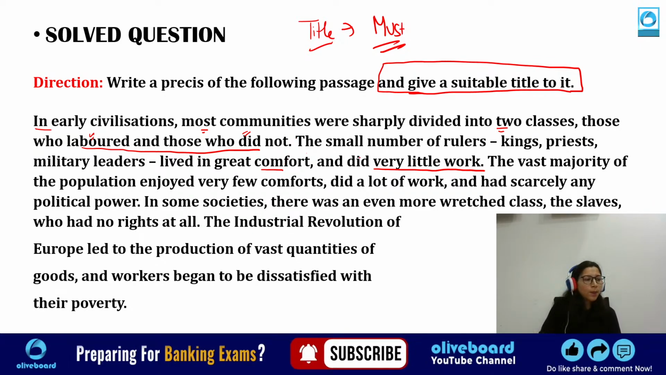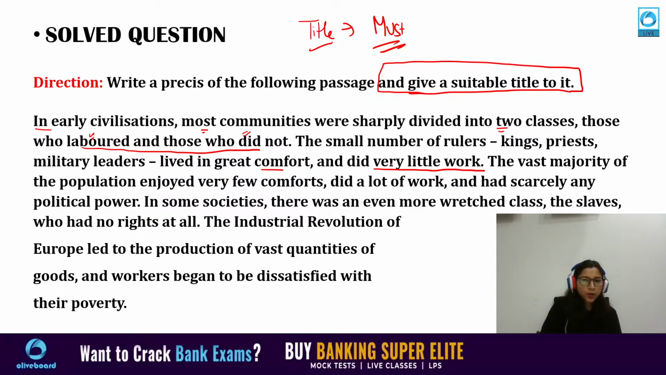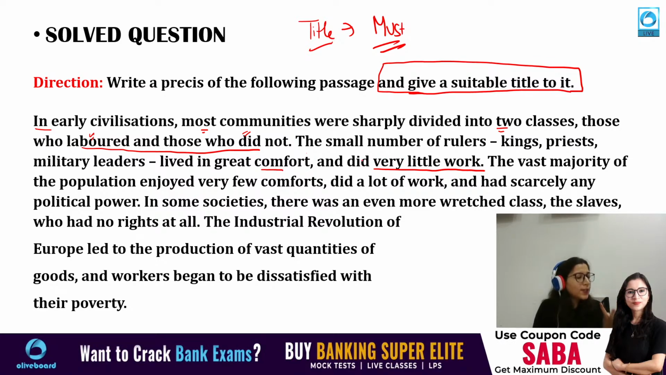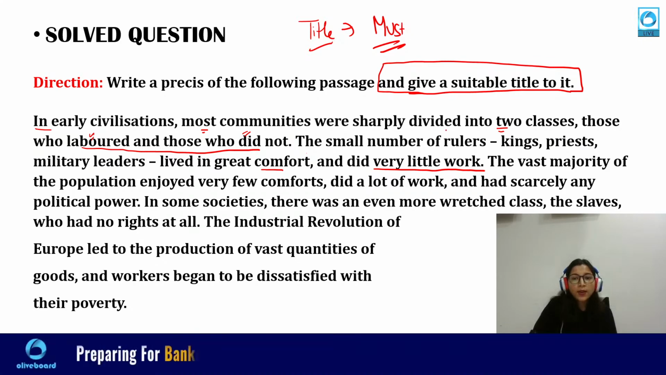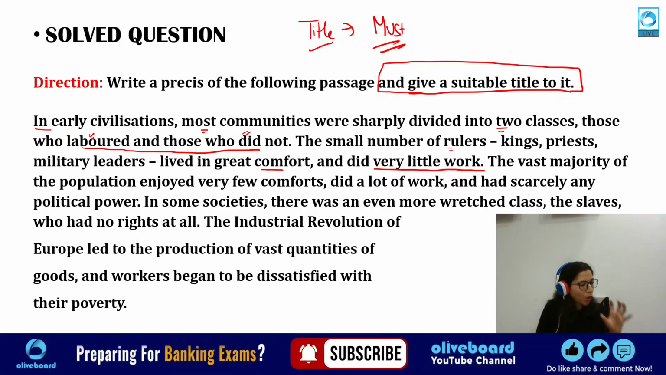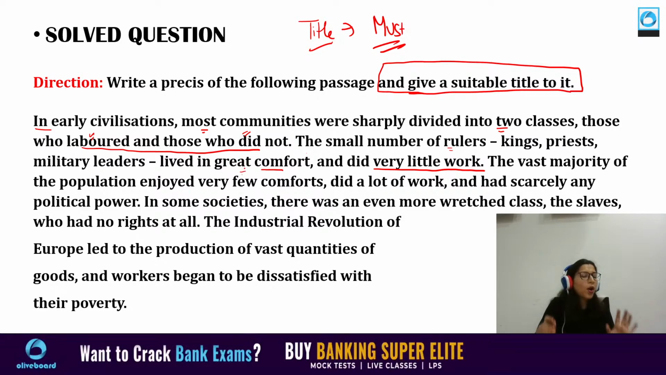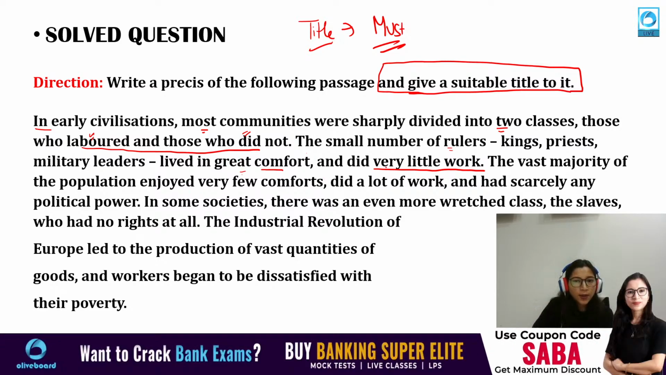The small number of rulers, kings, priests, military leaders lived in great comfort and did very little work. कि जो smaller section of society थे, ये जो rich people थे, what are they? They are rich people. Okay, they were very insignificant in numbers. बहुत उनके numbers बहुत कम थे उस time पर. Okay, early civilizations में. So they lived in great comfort. वो बहुत आराम से रहते थे and did very little work. बहुत कम काम करते थे.